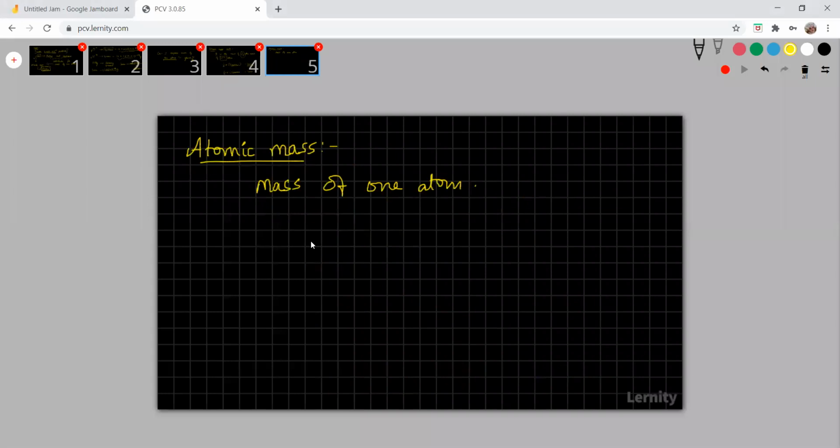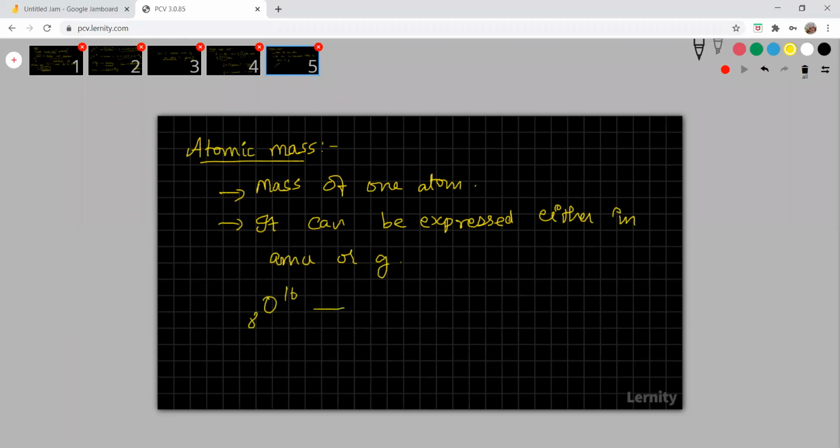Clear? It is the mass of one atom. You can express it either in terms of AMU or in grams. For example, if you take oxygen, its atomic number is 8, mass number is 16. If you express it in AMU, you write it as 16 AMU. If you express it in grams, you write it as, I'm sorry, not 16 grams, 16 into 1.673 into 10 power minus 24 grams.